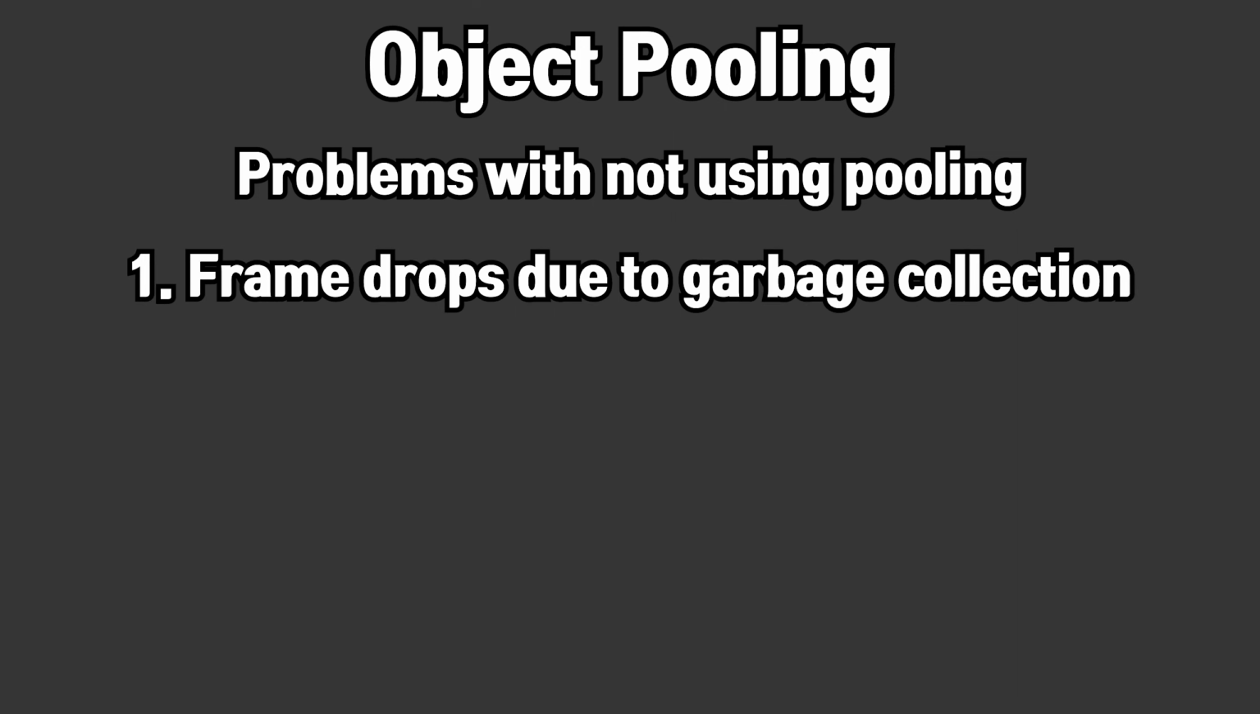The first problem is frame drops due to garbage collection. Creating or destroying objects in programming is classified as a fairly heavy task. Object creation requires initialization, such as allocating new memory and loading resources. And object destruction can cause frame drops due to garbage collection that occurs after destruction. Garbage collection is a feature provided by C#, which is the basis of Unity scripting.